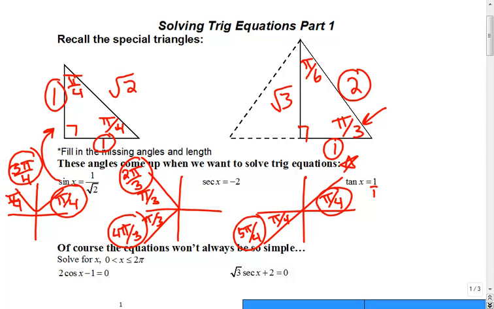Okay, so again, that should be the level of comfort you have working with exact values. It doesn't get any more difficult than that. It's just the situations change. So if you can handle those, the situations change slightly.